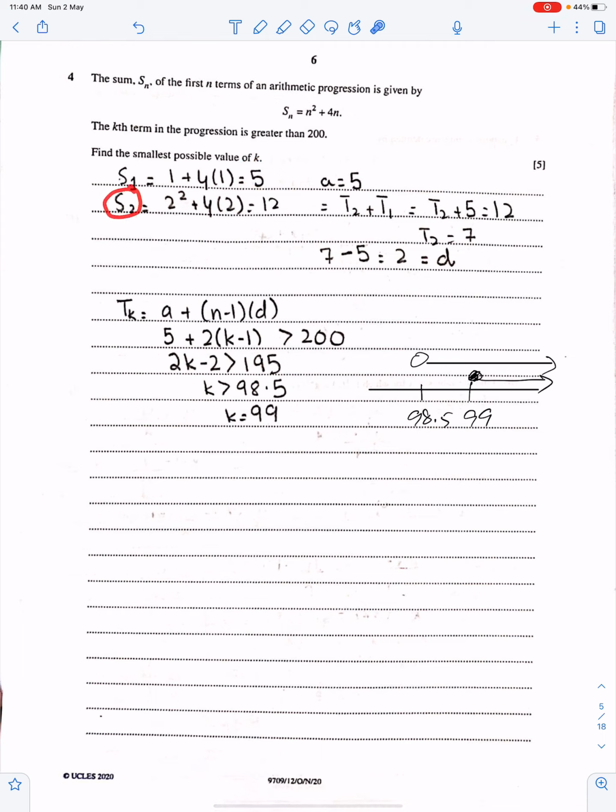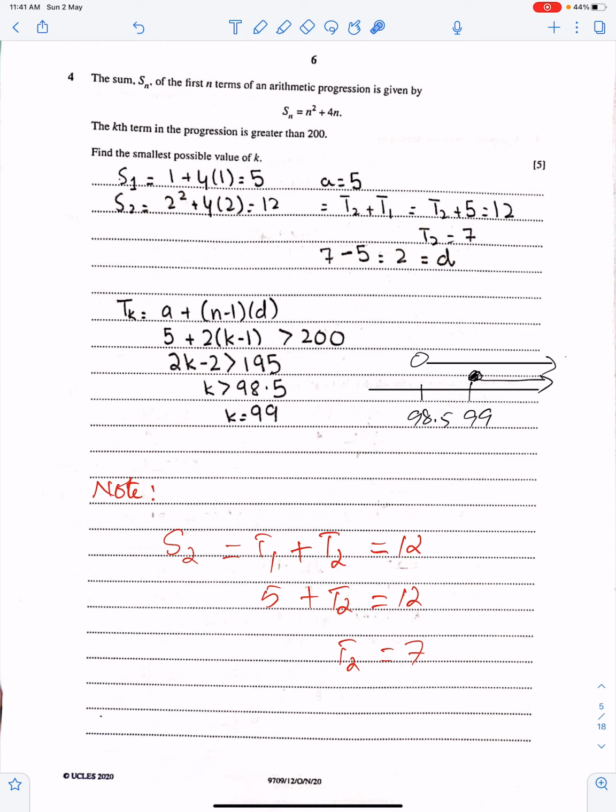This is the first term. This is the sum of the first two terms, 12. This is T1 plus T2 is 12. Since we have T1 as 5, we can easily get T2. Therefore, T2 is 7. Make sure you understand this concept. S2 means the sum of the first two terms. So this is 12 and T1 is 5, so we can easily get T2, which is 7. This is for your conceptual clarity.